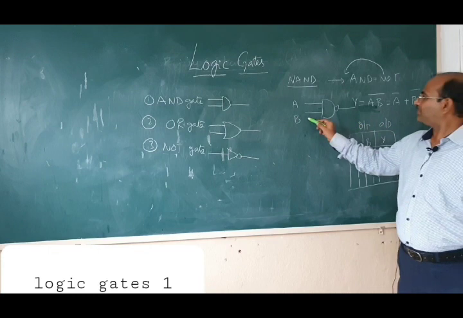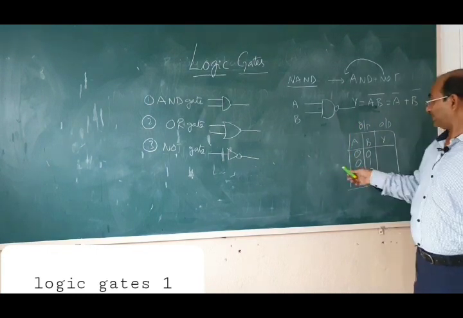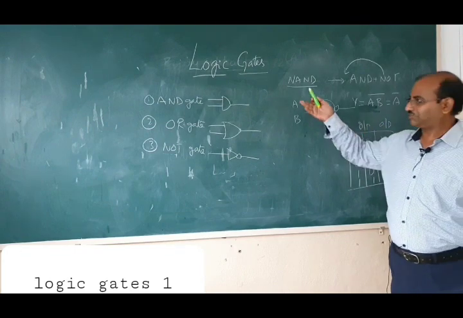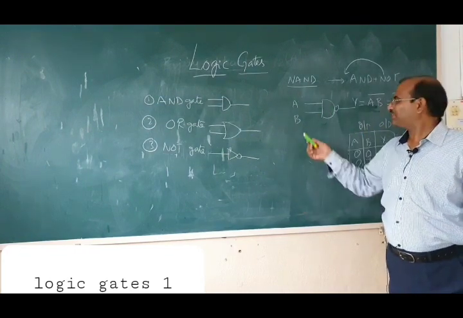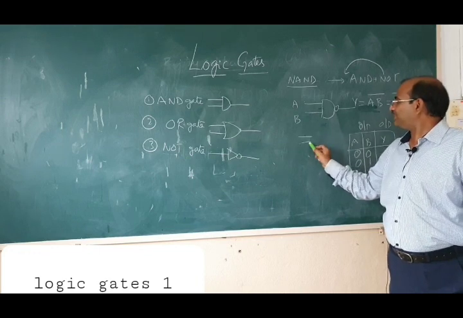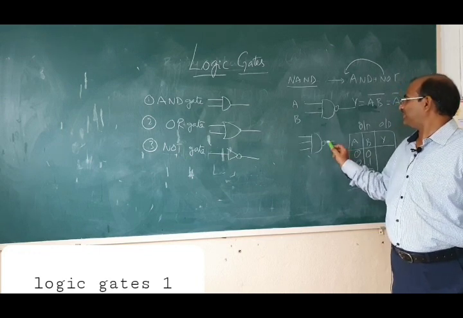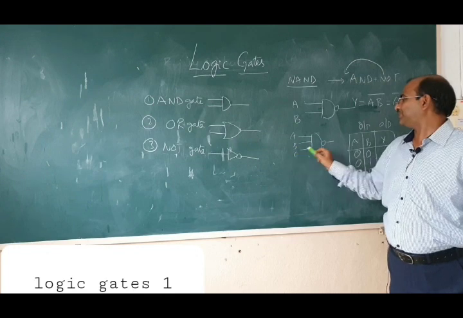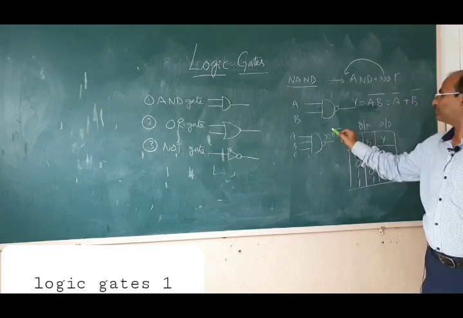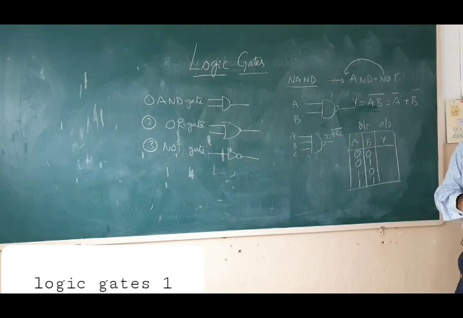If you are using a 3 input gate, then you will get 8 cases, right? But because we are now in the elementary stage, generally we discuss only 2 input logic gates. If you want to write a 3 input NAND gate, with inputs A, B, C, then Y is equal to the complement of A, B, C.